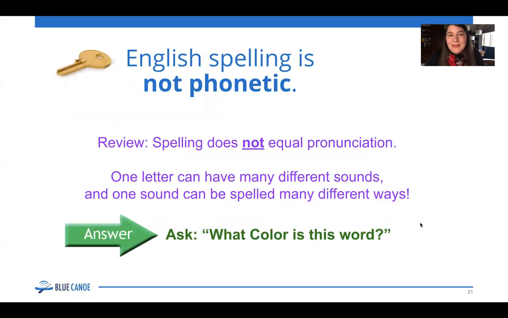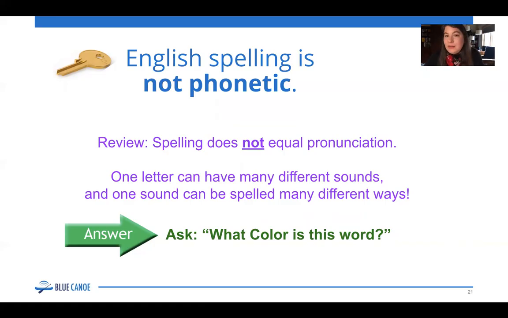The point is, English is not phonetic. Spelling does not equal pronunciation. One letter can have many different sounds. One sound can be spelled many different ways. So what do you do? This is the problem. What's the answer? You can ask, what color is this word? Which means, how do I say this word?